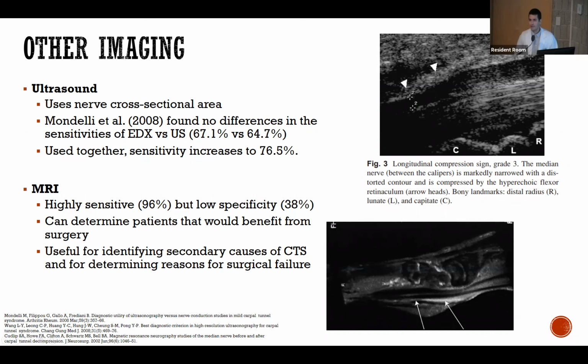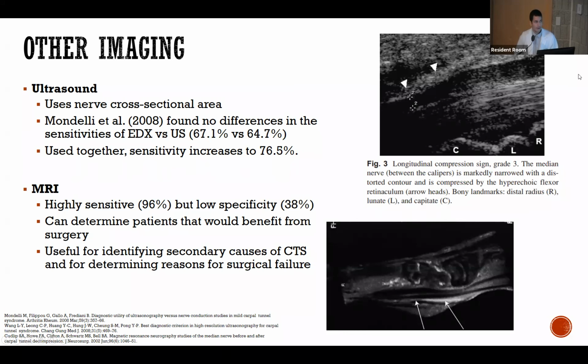There's also the added factor of patients tending not to like electrodiagnostic studies very much because of all the pricking that happens, whereas ultrasound doesn't have that same problem. MRI has been recently used in a 2017 study, and it was found to be highly sensitive, but it's not very specific for carpal tunnel syndrome.